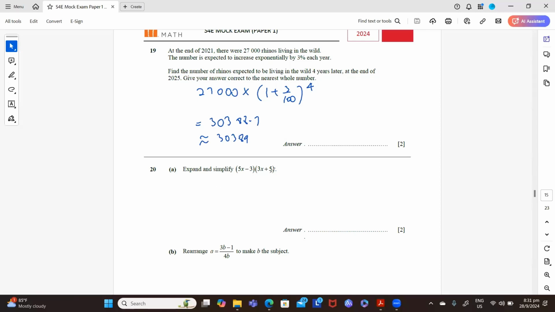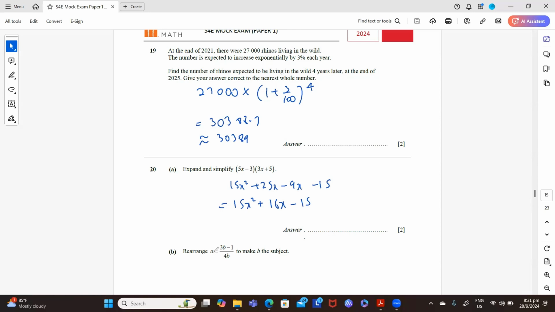Okay, question 28. Expand and simplify. So just use the rainbow method. 5x times 3x is 15x squared. 5x times 5 is 25x. Minus 3 times 3x is minus 9x. And the last one is minus 15. So this equals 15x squared plus 16x minus 15.